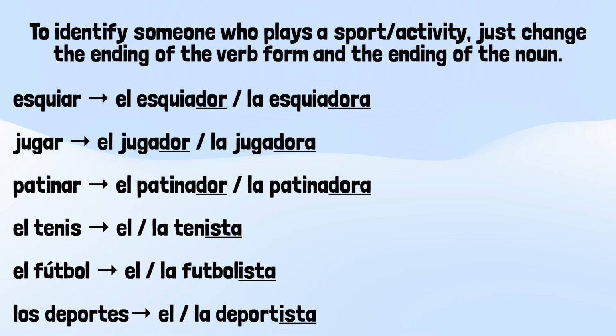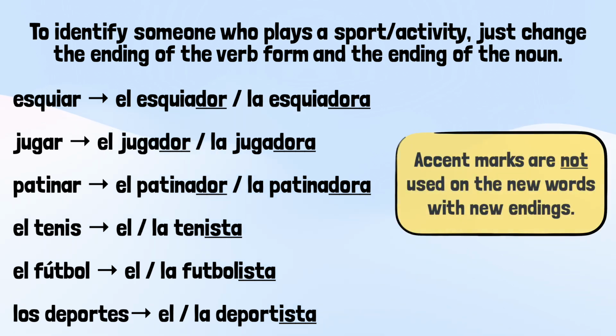Notice how with the verb form, you change it to dor or dora with male and female. For the nouns, the endings are changed to ista, which are gender neutral. You just have to identify the gender with el or la. The accent marks are not used on the new words with the new endings.